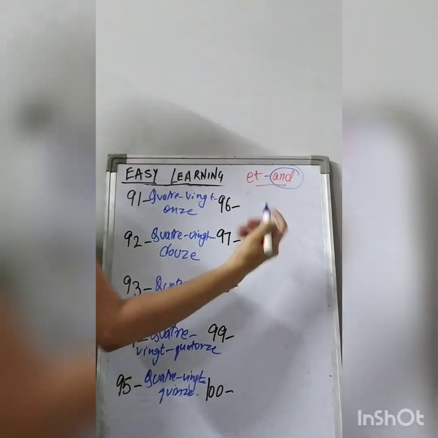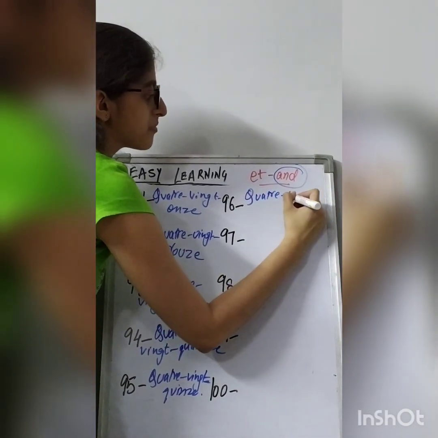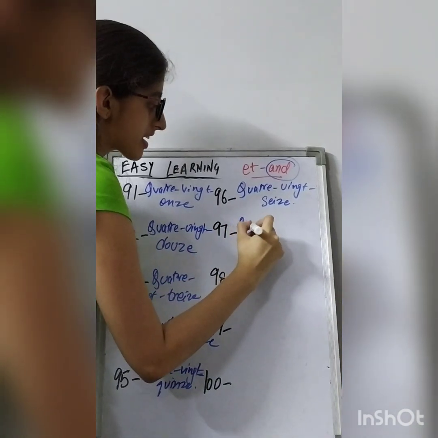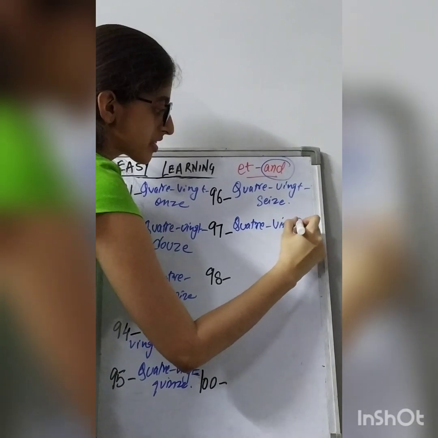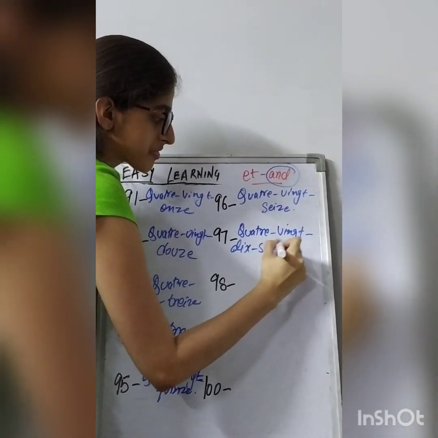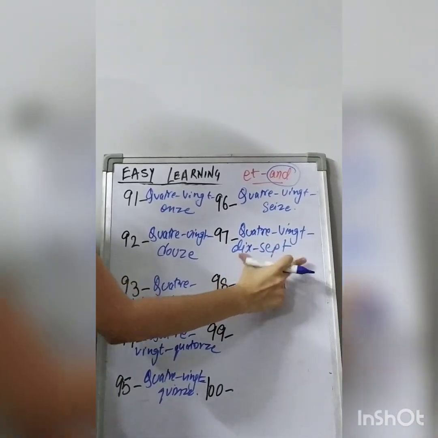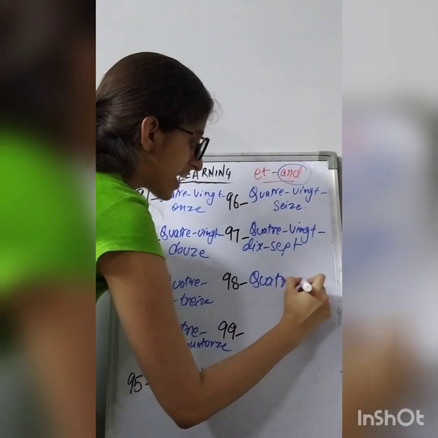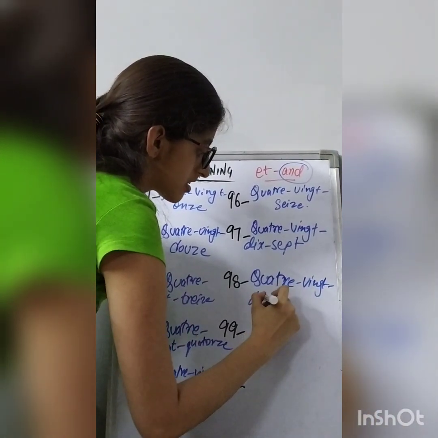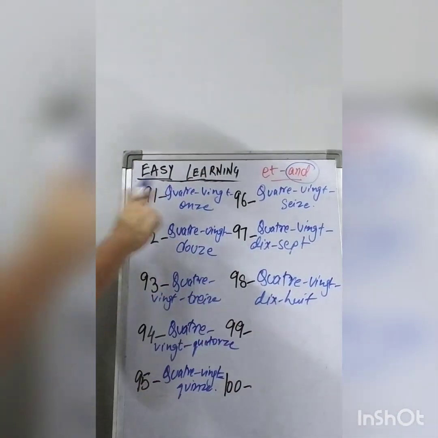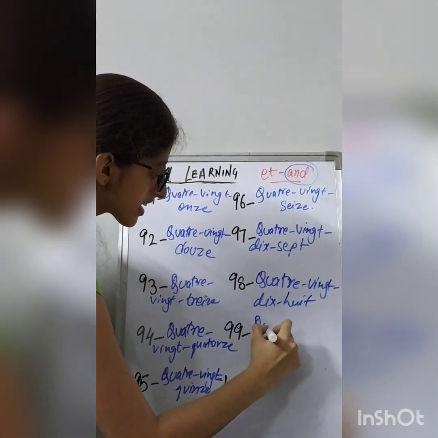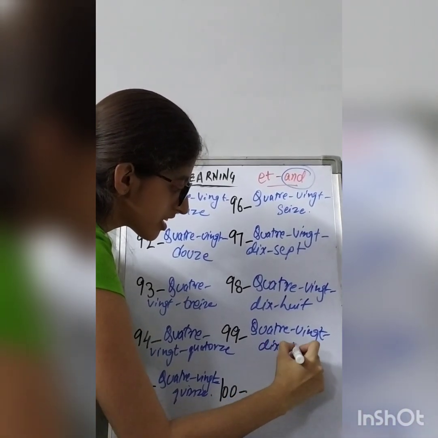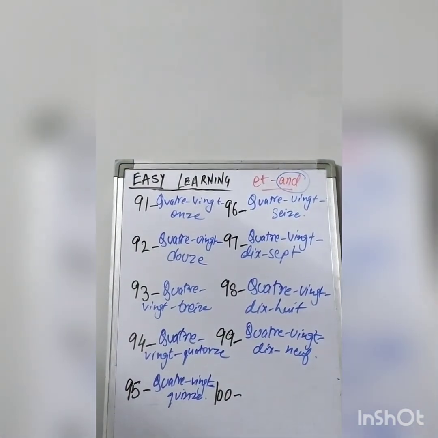Next, we have 96, which is quatre-vingt-seize. Then quatre-vingt-dix-sept. So 80 plus 17 makes it 97. Then we have quatre-vingt-dix-huit, 98. Then quatre-vingt-dix-neuf. So 80 plus 19, 99.